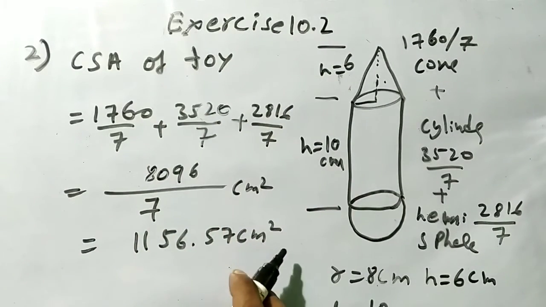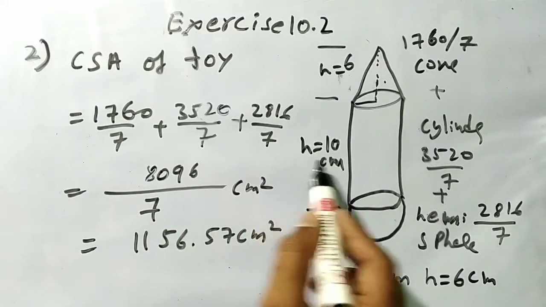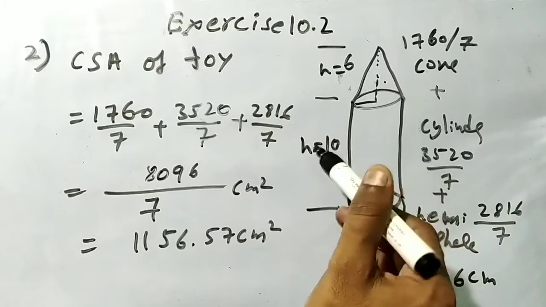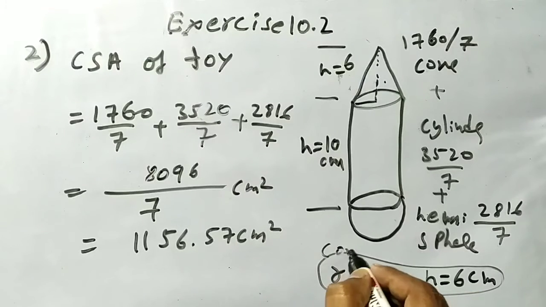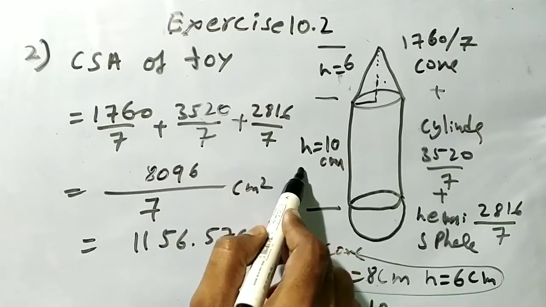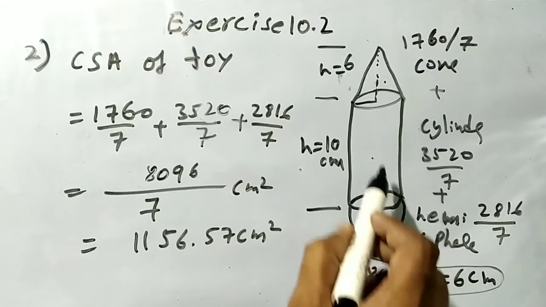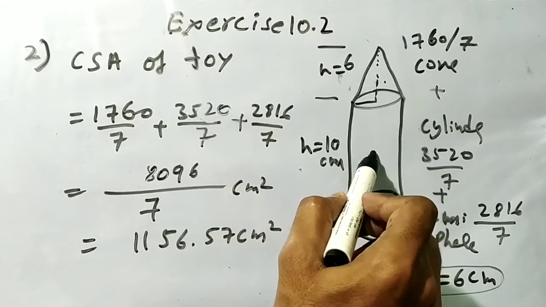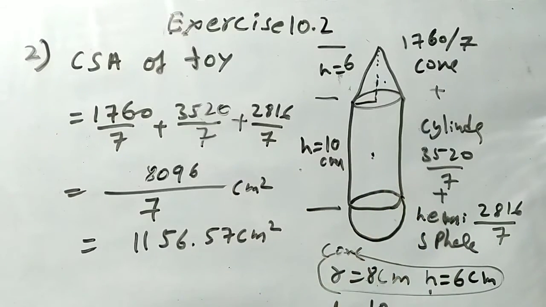Here while doing the problem, you have to write down the data for the specified solid figure, so that you can confirm, because here r is equal to 8 and h is equal to 6. It is related to the cone only. This is a cone. Here the height 10 is related to the cylinder. So don't substitute the value h is equal to 6 in the cylinder's value. You will get the wrong answer. So that's why, while doing it, just take care.